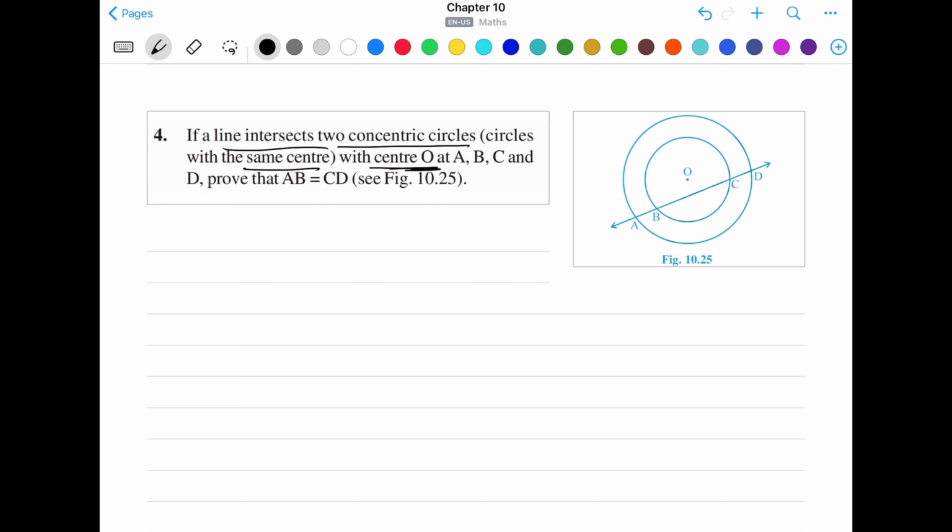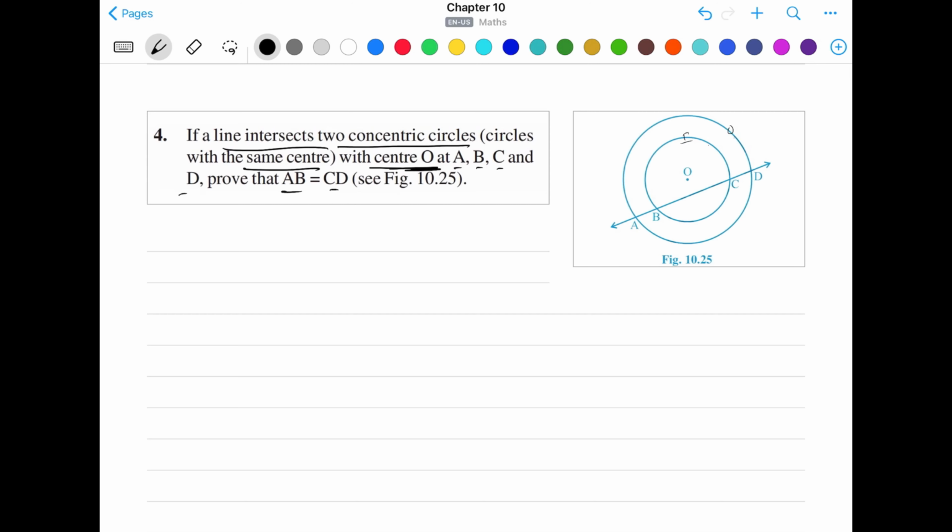Okay, so their common center is O, and that line is intersecting the circles at points A, B, C and D. We have to prove that AB is equal to CD. Like you can see in the figure, we have two circles, one is a smaller circle and the other is the larger circle. We can call them the inner and the outer circle. This one is the inner circle and this one is the outer circle.